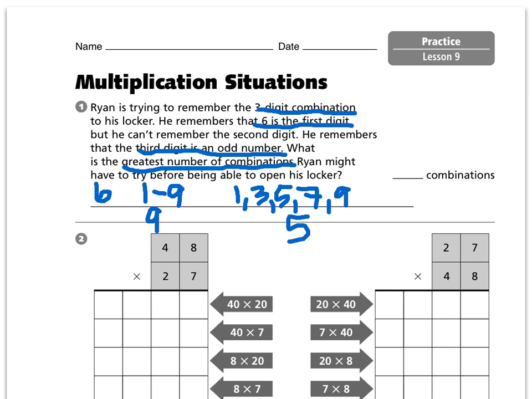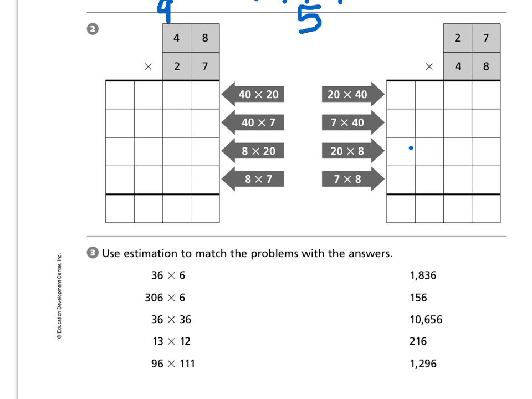So we know that we need to go ahead and make an array where I have a 9 by 5. And I know that 9 times 5 is 45. So there would be 45 different combinations. Number 2 and 3 are going to be partial products.